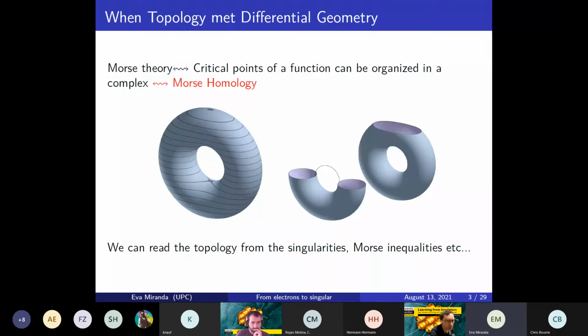Now, this function in Morse theory is a function on a finite dimensional space, and things are well understood. You can read the topology from the singularities. Here we have a torus, and if you take the height function, then you have 4 singularities of different type. You have 2 elliptic singularities and 2 hyperbolic singularities. And from the information that these kinds of singularities give to you, you can learn things, and you can totally reconstruct the topology of your manifold.